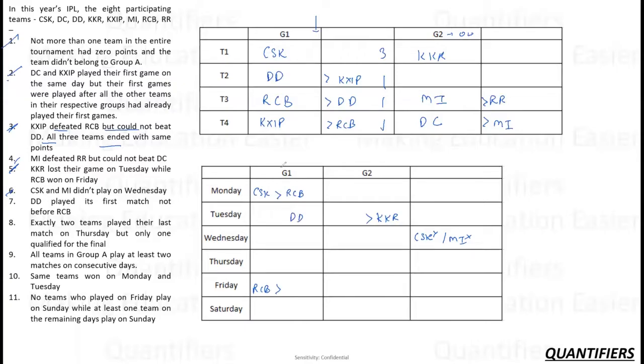Now, if it was between DD and Kings 11 Punjab, they must have won it, but it was not between Kings 11 Punjab because Kings 11 Punjab cannot play before this. So DD must have lost, and DD must have lost to whom? DD must have lost to either RCB or CSK. We have to find that. So this person is either RCB or CSK.